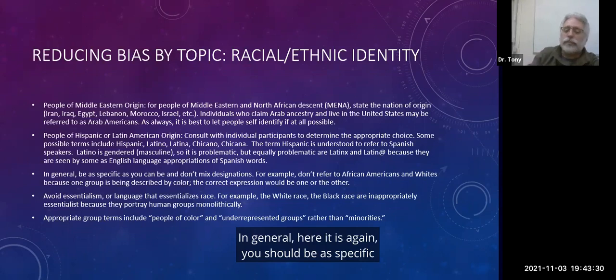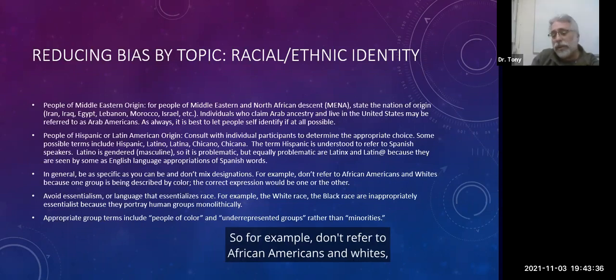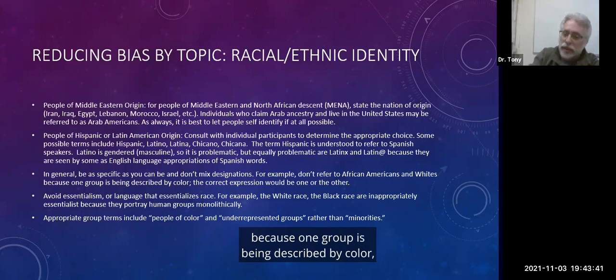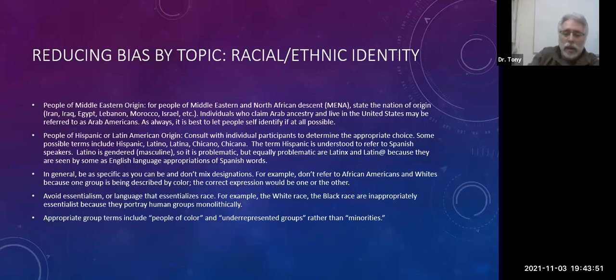In general, here it is again, you should be as specific as you can. Don't mix designations. So for example, don't refer to African Americans and whites, because one group is being described by color. Correct expression would be one or the other. So African Americans and white Americans, or blacks and whites, and so on.